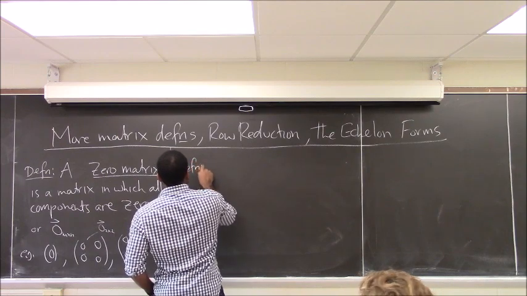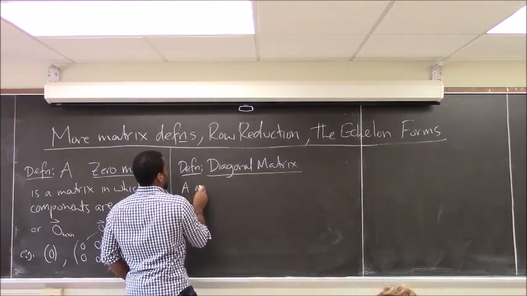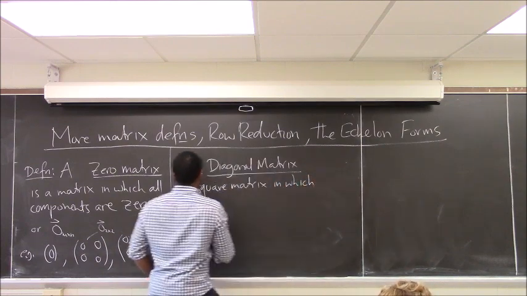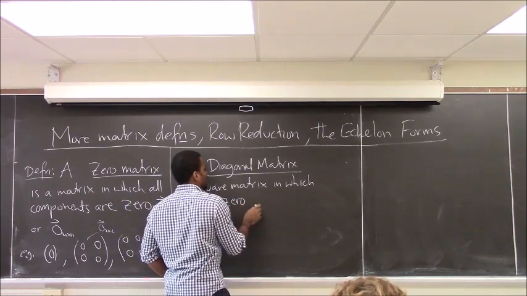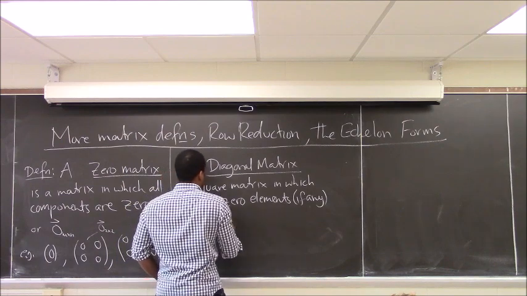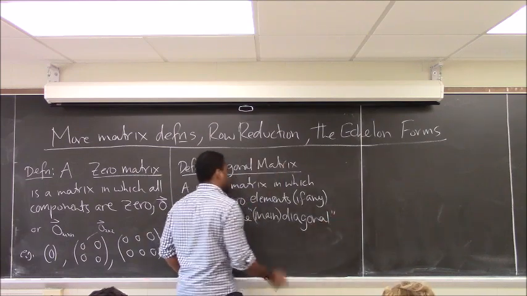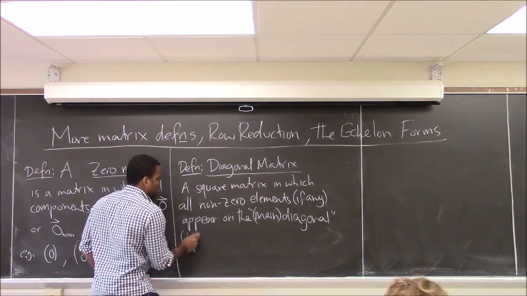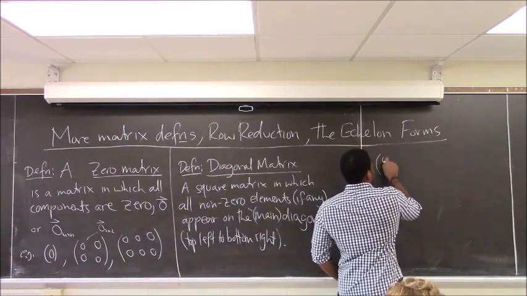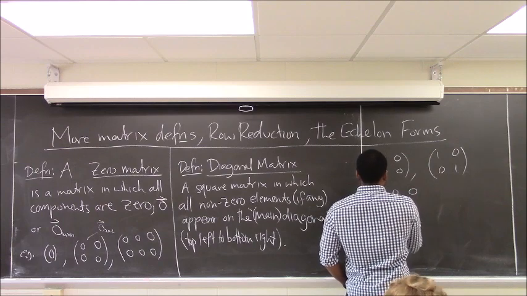Another thing you'd want to know about is something called a diagonal matrix. This is a square matrix in which all non-zero elements, if any, appear on the so-called main diagonal. Oftentimes we leave out the word main. If someone says diagonal, they're talking about this one. That's from top left to bottom right. So a zero matrix is a diagonal matrix. This guy is a diagonal matrix. Let's see. This guy is a diagonal matrix.